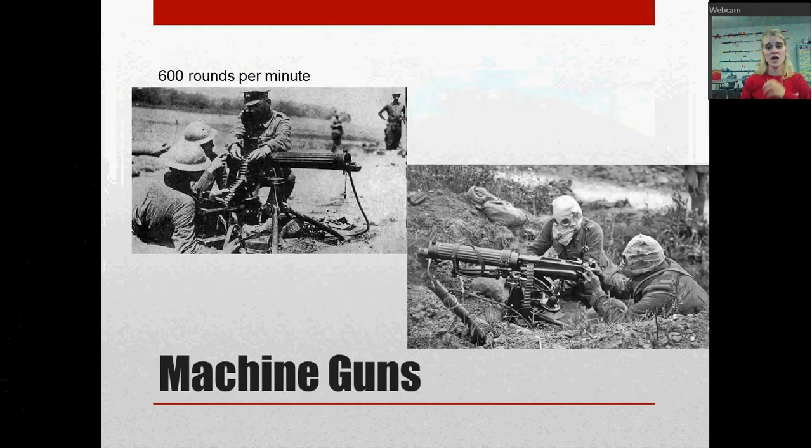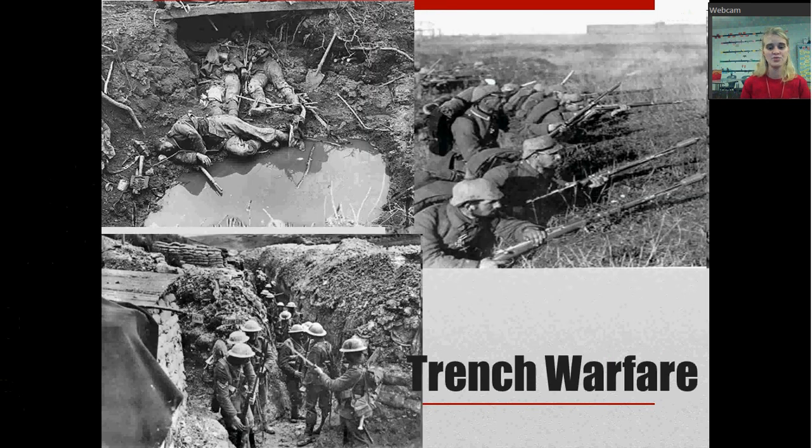This picture here is just a picture of some of these new machine guns, like I said, that fire like 60 rounds per minute. You can see these guys in the bottom picture have got a rudimentary gas mask on to protect themselves from the gas. This is just some pictures of what trench warfare would be like. So you can see how narrow and short the trenches are in this bottom picture.